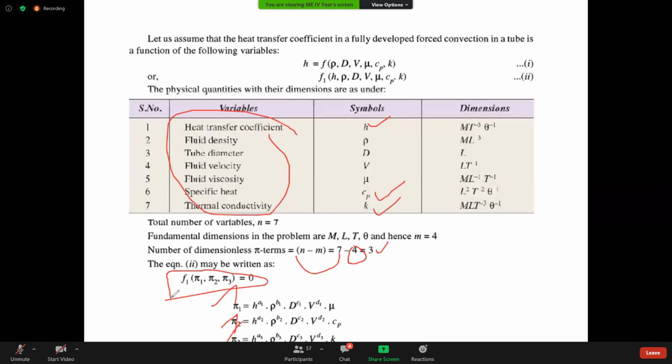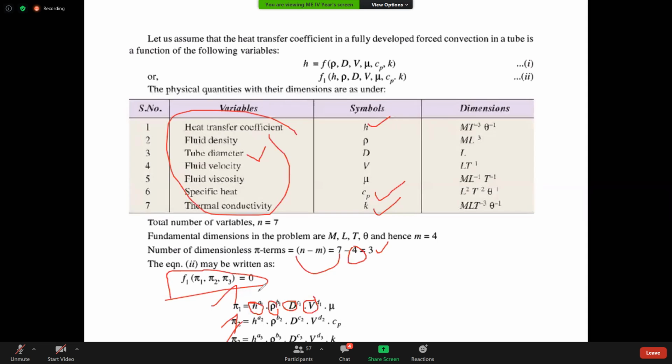Next, what are the repeating variables? That is important here. The first thing is the repeating variable. Here he has taken D. L is not given here. Diameter is the geometric property. Next, this is the flow property. Density is the fluid property. h is the temperature property.